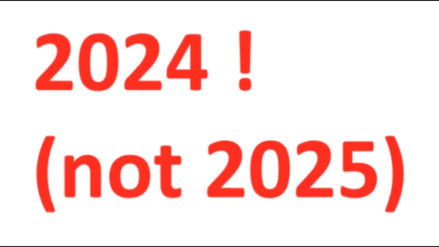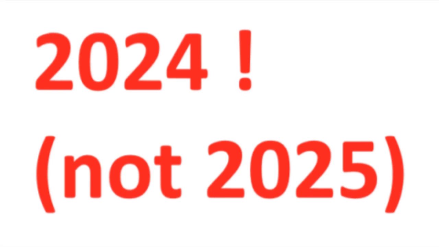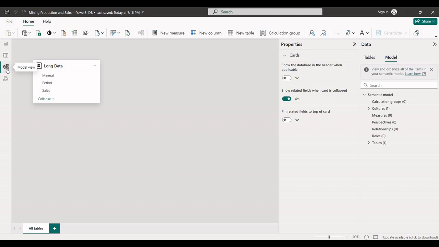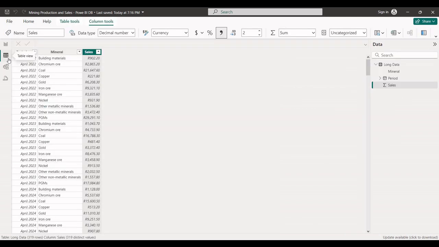Okay, so let's look at the report. As mentioned, the report is based off of a single table with some reformatting, so not much to see on the model view. And here is the unpivoted data with the 3 columns: period, mineral, and sales.